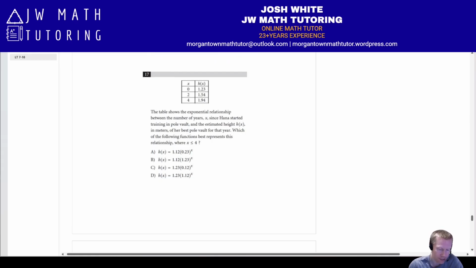All right, number 17. Here we have a problem. You're given 3 points. They tell you it's an exponential relationship, and they want to know which of these represents this relationship. Okay, so there's multiple ways you could do this. I'm actually going to show 3 different methods.